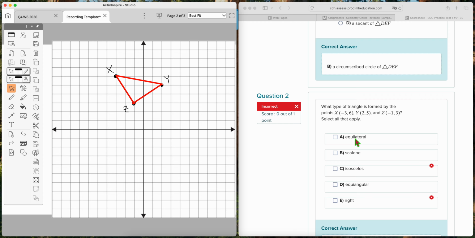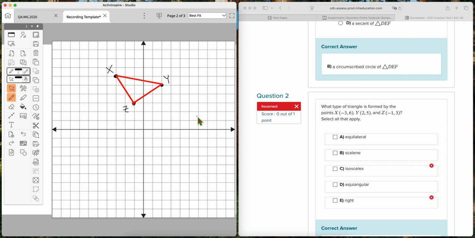All of this you could figure out by finding distance and also using slope. Equilateral, scalene, and isosceles are three words specifically about the side lengths. Equilateral means all the sides are the same. Scalene means none of the sides are the same length. Isosceles means at least two of the sides are the same length. D and E are about angles, and that's going to relate to slope, so we can do that in a second.